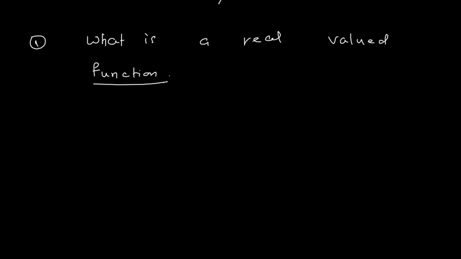Now how do we denote a function? What is the notation of a function? A function from set A to set B is written as f, and I write A first, then an arrow, and then B. So this is how I write a function. This is read as a function from set A to set B.